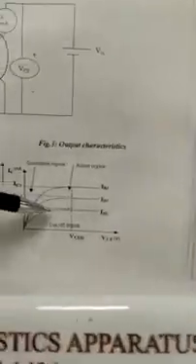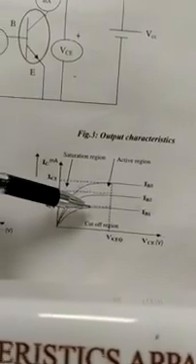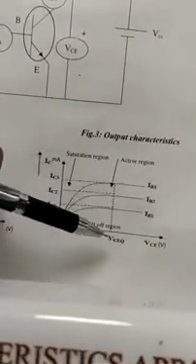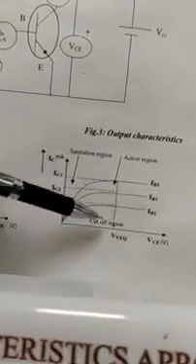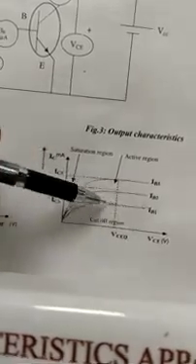Slowly, linearly, it gradually increases. After reaching that point, what happens? This graph is parallel to the VC axis, the x-axis. That means it has attained the saturation condition. So this is the saturation condition. That means we will get constant values.